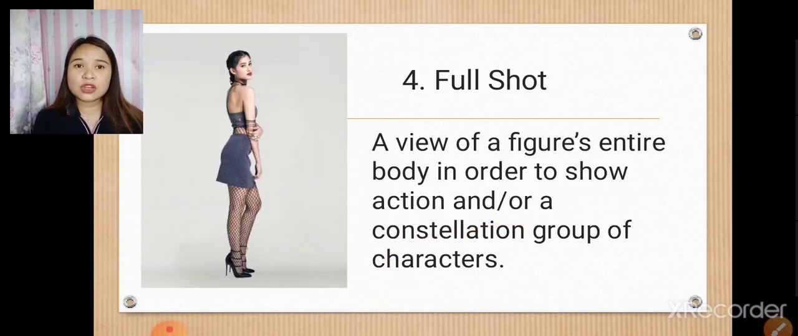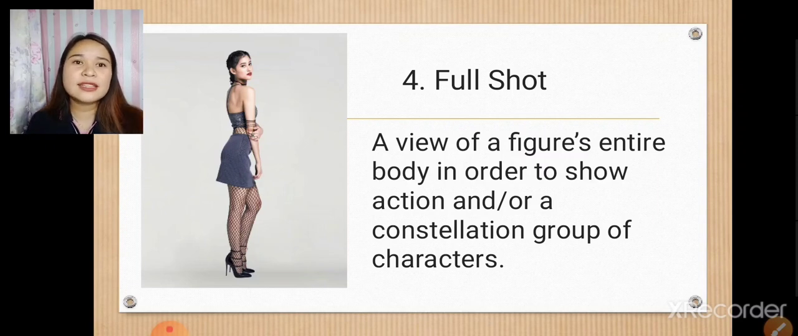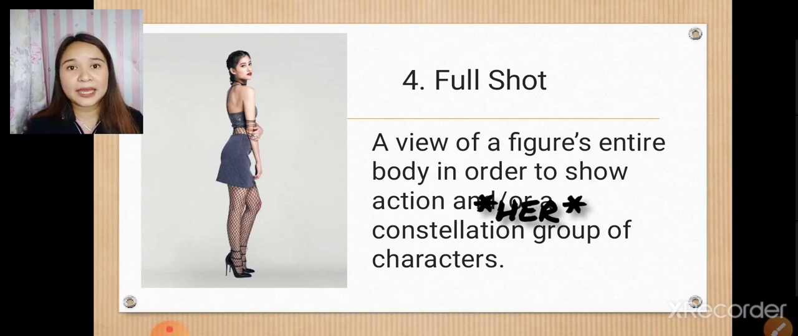Fourth, full shot. A view of a figure's entire body in order to show action and or a constellation group of characters. So this example is all about the figure's entire body. So meron din tayong ibang example ng full shot wherein kita yung main character and yung nasa likod ng main character is actually the constellation group of characters, right? Yung mga hindi bida. So, nandun sila sa likod, interacting with one another. And then, yung full coverage talaga, or yung pinaka main point talaga ng photo is the main character. So, that's full shot.